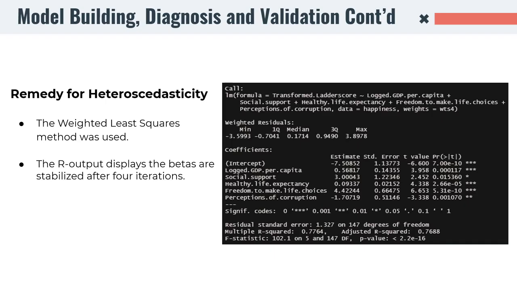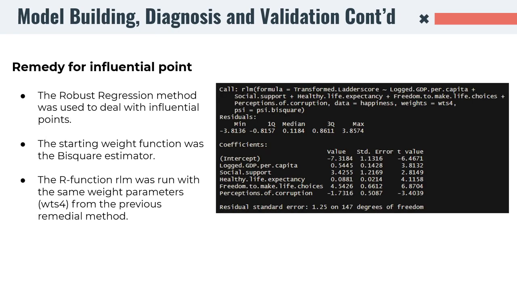Moving on to the remedy for the violations we found earlier, we perform the weighted least square method to remove heteroscedasticity. We will perform statistical tests later to verify if this violation is removed. Next, we perform the robust regression method to deal with the influential point. The starting weight function used was the bisquare estimator. We also included the weight obtained from the weighted least square method done earlier.